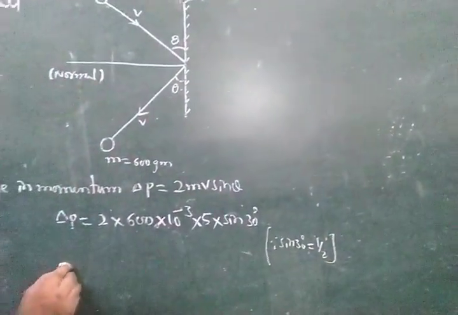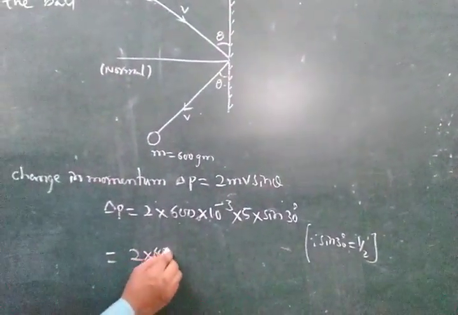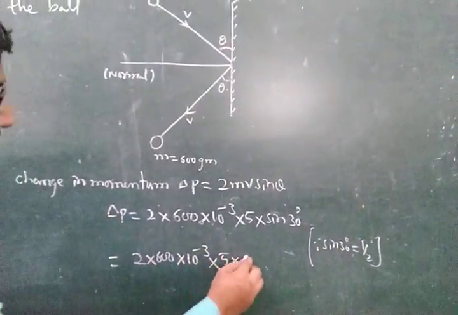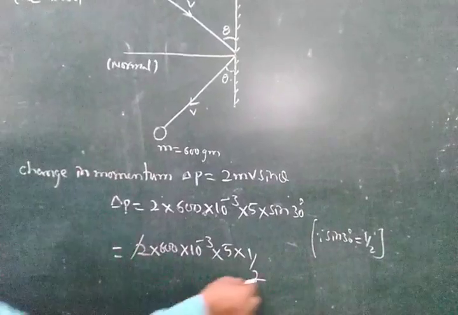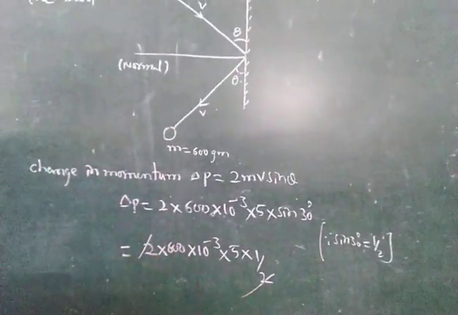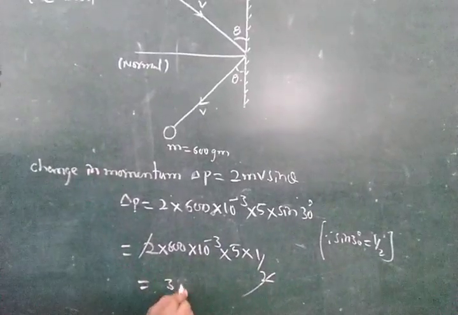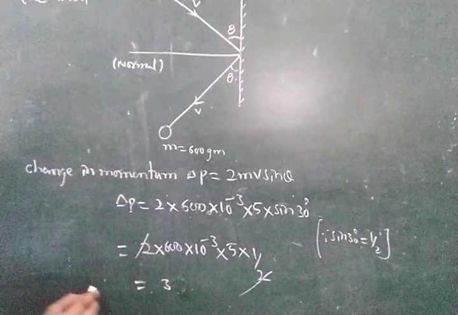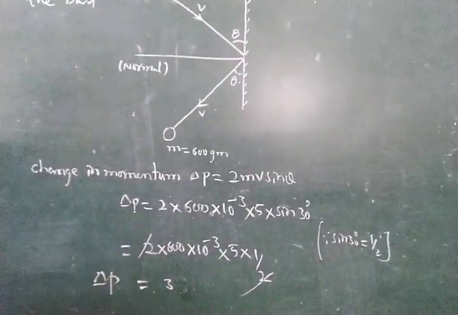Now we can substitute here 2 into 600 into 10 power of minus 3 into 5 into 1 by 2. The 2 gets cancelled. 5 into 600 is 3000, into 10 power of minus 3, that is equal to 3. The change in momentum, delta P, is equal to 3.